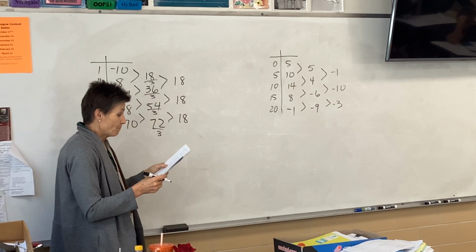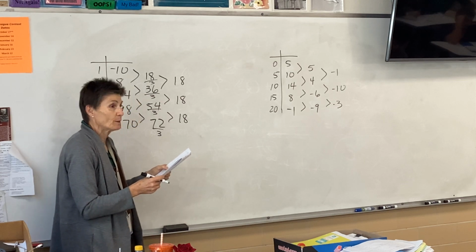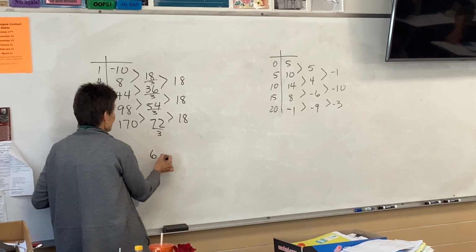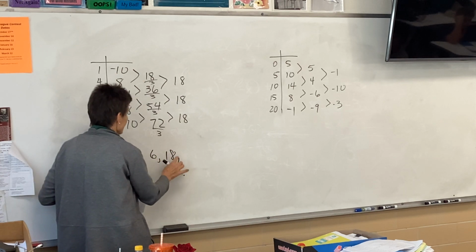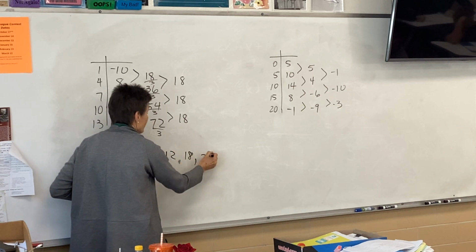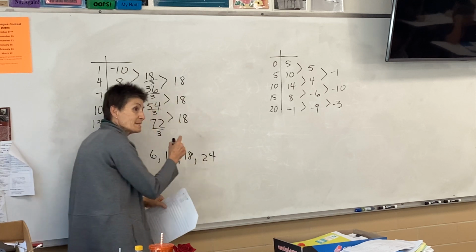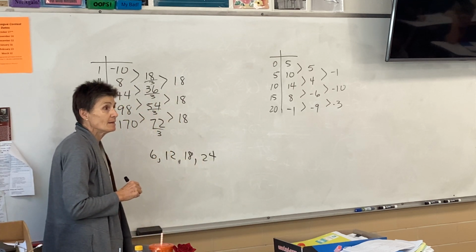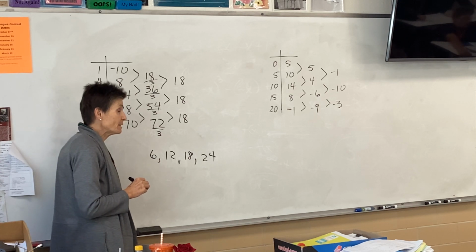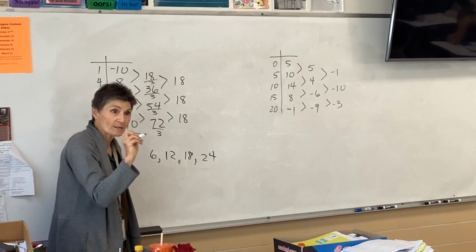The rate of change over consecutive equal length input value intervals is linear. Look at these numbers, 6, 12, 18, 24. This is a linear relationship. What's happening? Isn't it going up by 6? That's a linear relationship. It's changing by the same amount. So the answer is D.